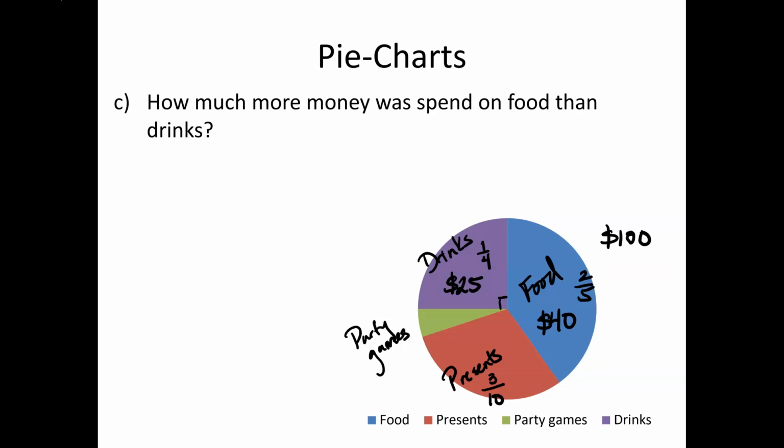Letter C says how much more money was spent on food than drinks. Well, we just found those values, so now we can just subtract. $40 minus $25 equals $15.